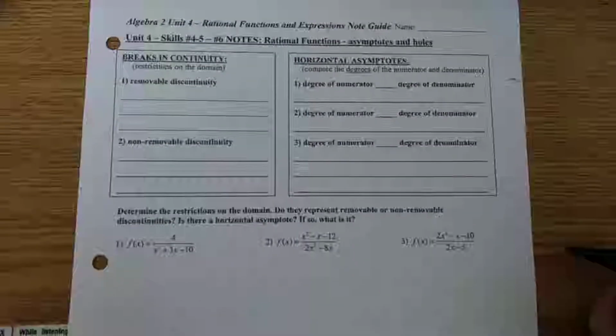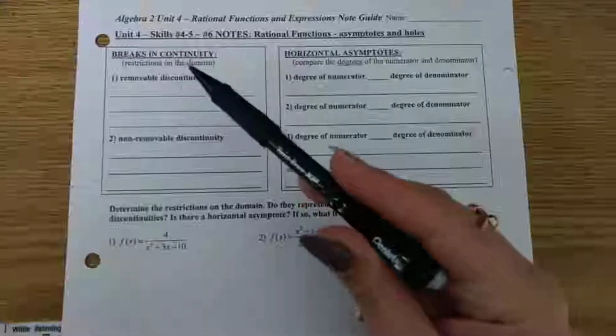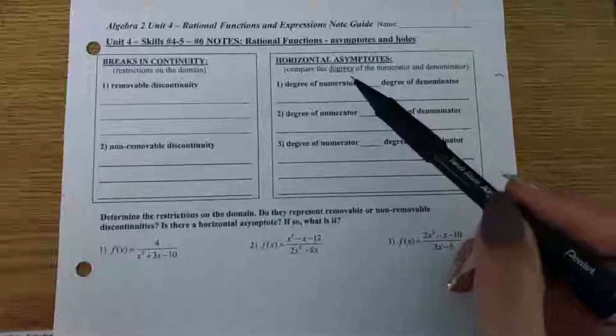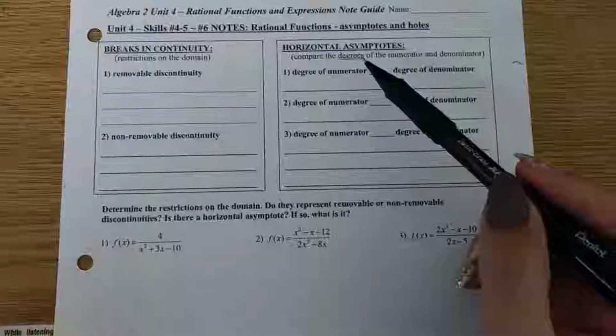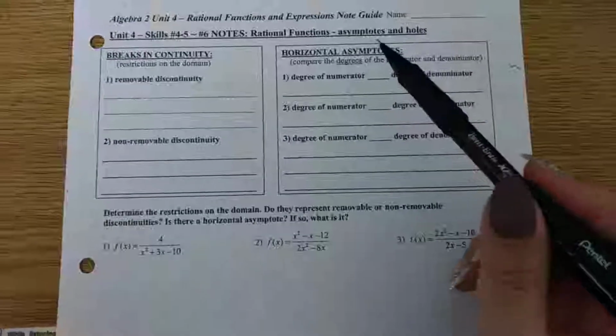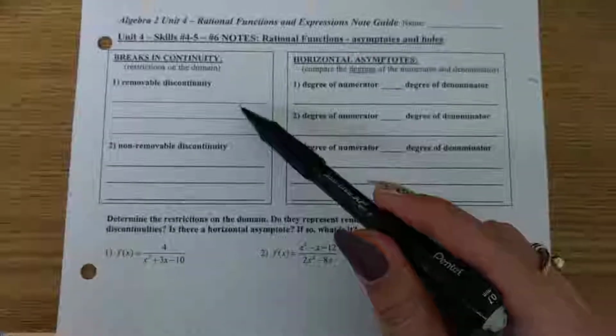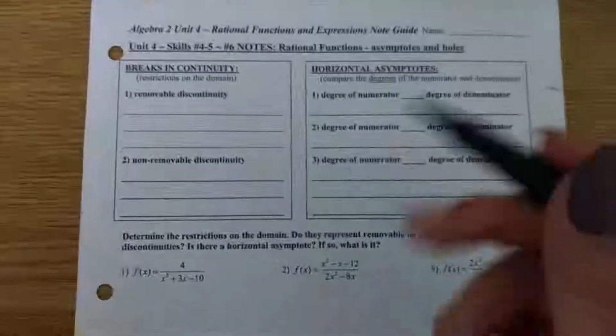There's two kinds of breaks that we'll have. First, we'll have a break in continuity, or we'll have a horizontal asymptote, or sometimes we'll have both. So it all depends on these rules that we're going to establish.